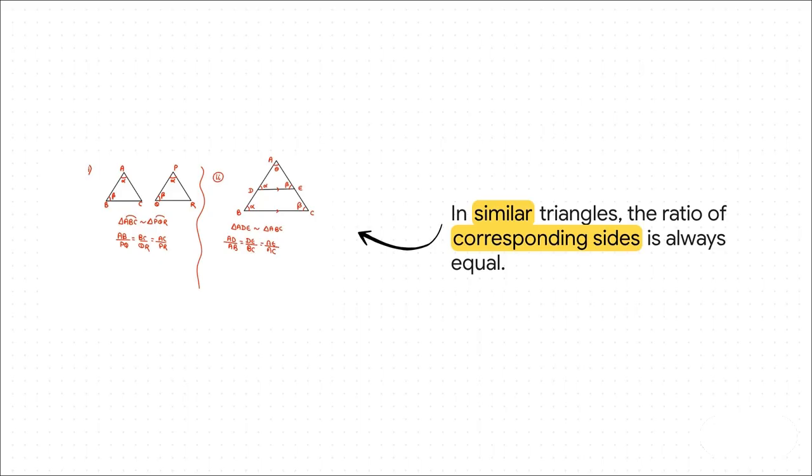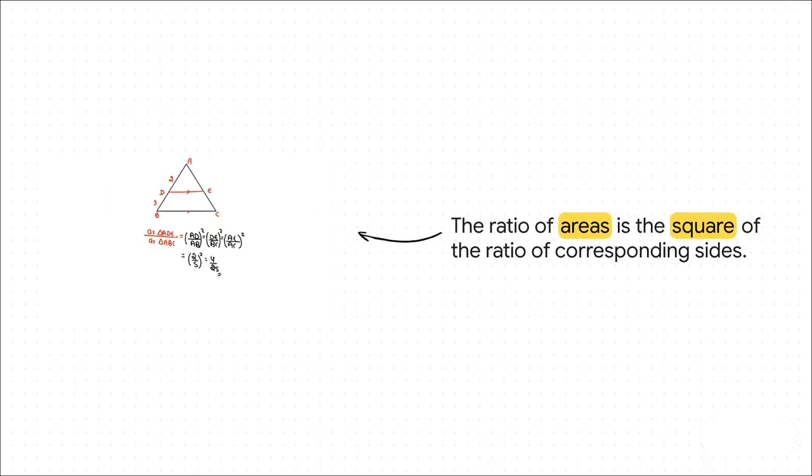Well, it means if you know all the sides of one triangle and just one side of a similar triangle, you can figure out all the other missing sides. It's an incredibly powerful shortcut. Okay, but here's where it gets really interesting and a little tricky.